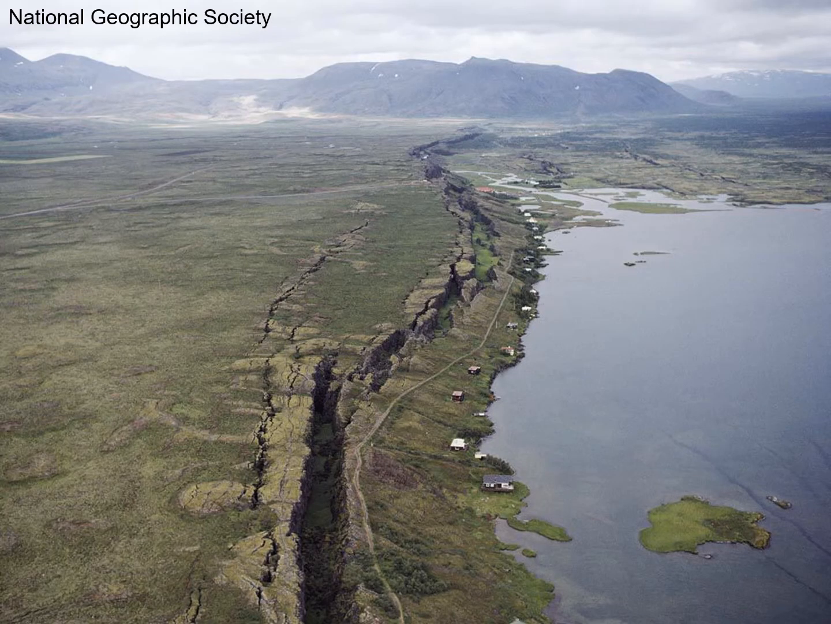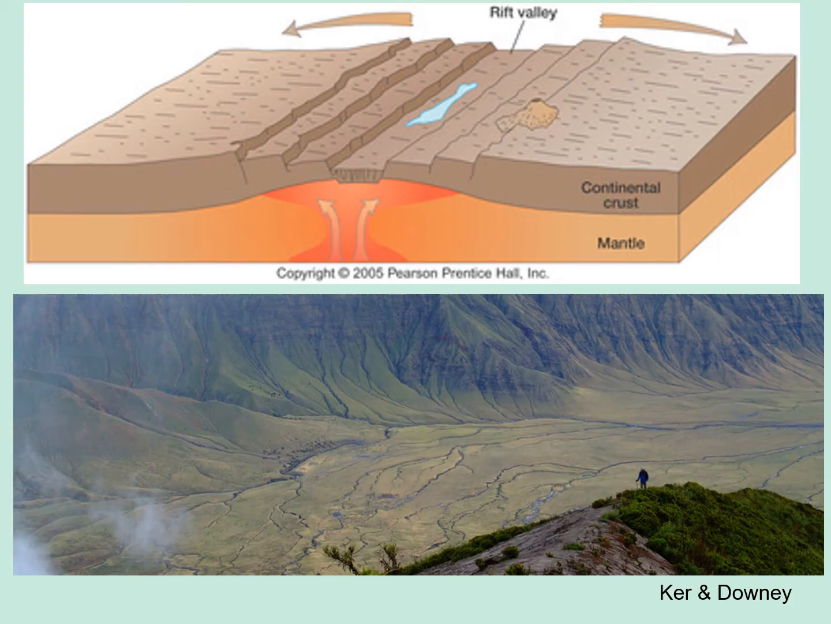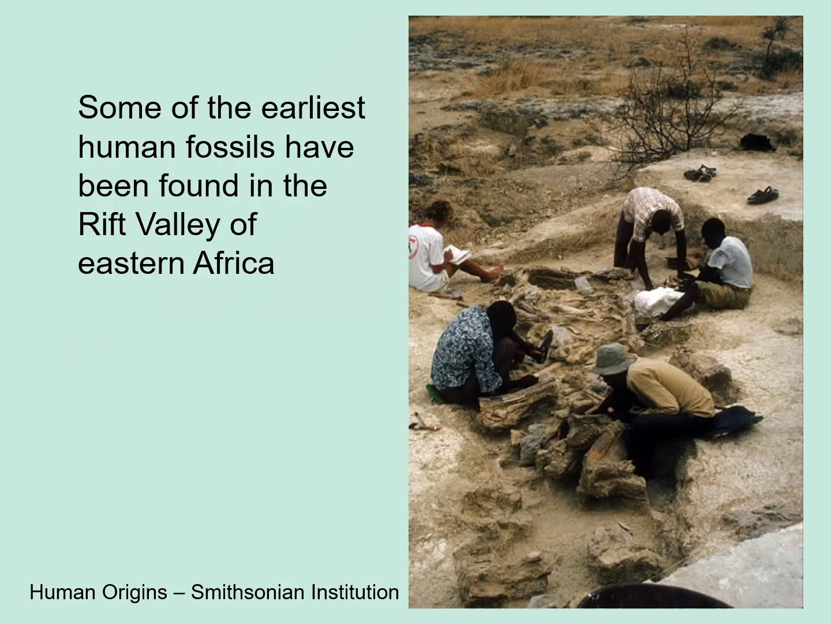Here's an aerial photograph of a part of the East African Rift Valley, where it's very narrow in this section. At the top, again, it illustrates the two continental crust boundaries, plates pulling apart. And on the bottom, you see a wider section of the Rift Valley. Some of the earliest human fossils have been found in the Rift Valley of Eastern Africa.